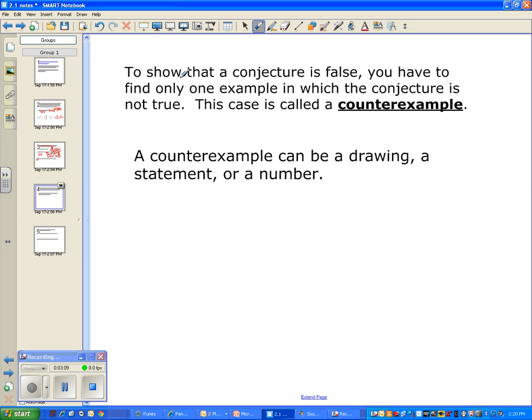Last thing we're going to talk about is our counterexamples. So if you wanted to prove a conjecture is false, you will only have to find one example in which the conjecture is not true. So you can use a drawing, it could be a statement, it could be a number, it could be an example. So when I say counterexample, that means prove it false. Prove it wrong.